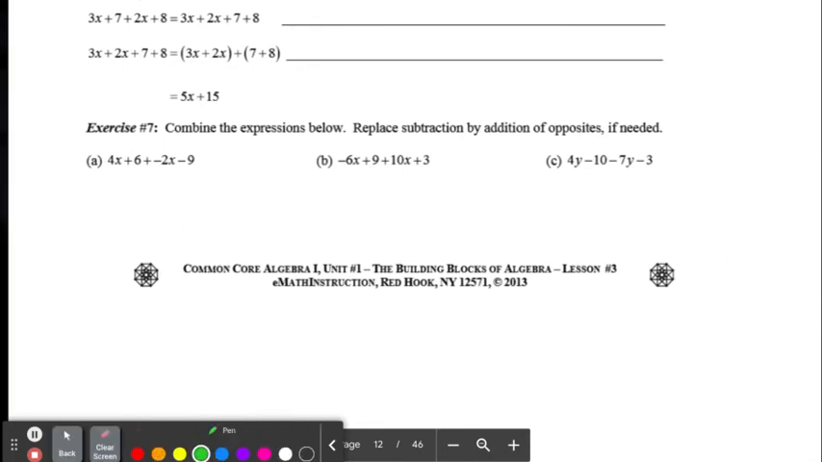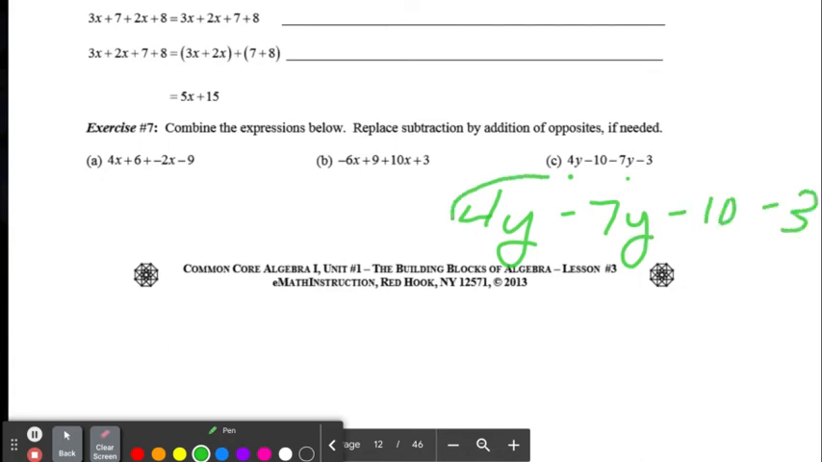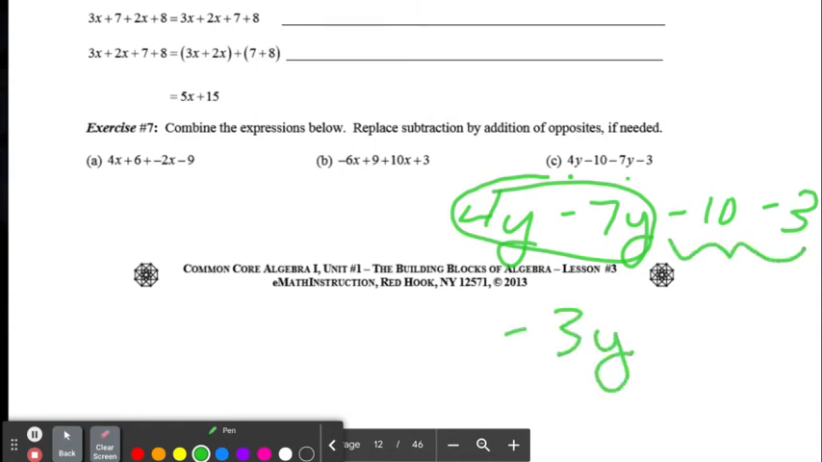And now the last one. Put your like terms next to each other. Use that commutative property, 4y minus 7y, and then negative 10 minus 3. So when I combine these, I get negative 3y. And then a negative 10 and a negative 3 is negative 13. Kind of like you owe me $10 and you owe me $3, so you owe me $13 altogether.